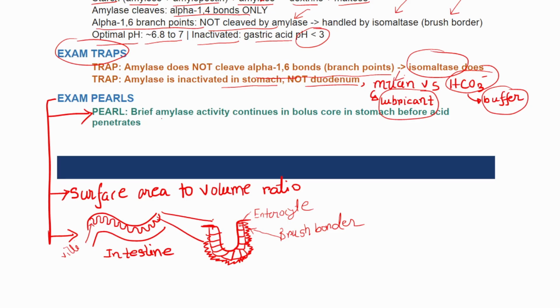The first pearl talks about the activity of amylase. Although gastric acid inactivates ptyalin, a brief window of amylase activity actually continues inside the stomach because the dense core of the swallowed bolus temporarily shields the internal enzymes from acid penetration.